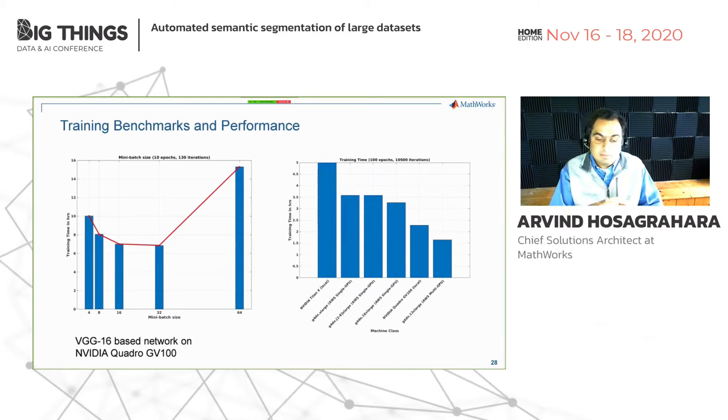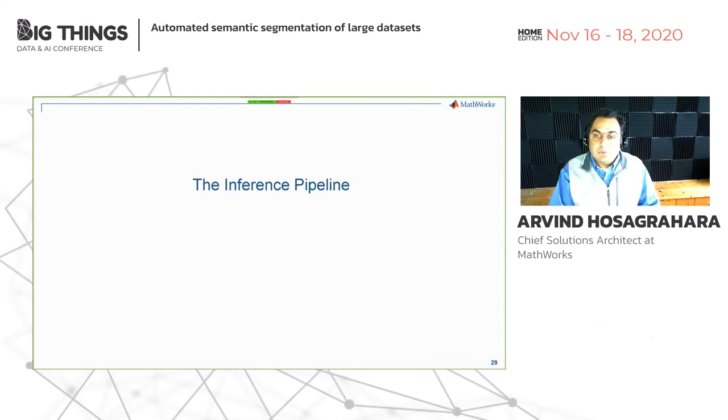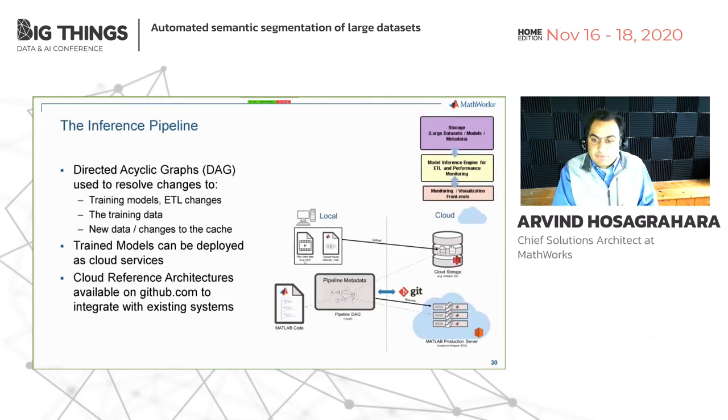Once your model is available, plugging it into an inference pipeline allows you to build and resolve directed acyclic graphs of processing, so that any changes to your training model, your training data, any changes to the ETL code, all of this can be built, and you want to be able to turn the crank automatically to produce a new iteration. These can be deployed as cloud services, and we provide on github.com reference templates for you to quickly dovetail it into your systems. This pipeline metadata, defined once, can be orchestrated in a completely automated fashion.